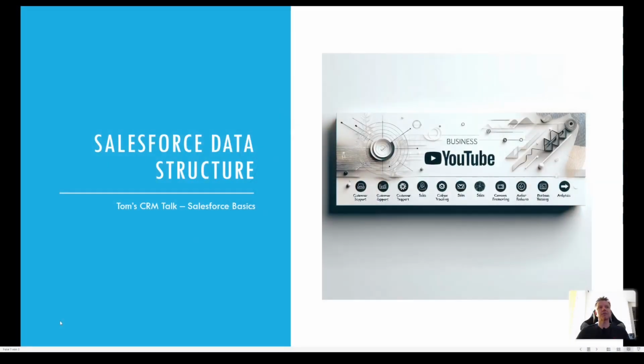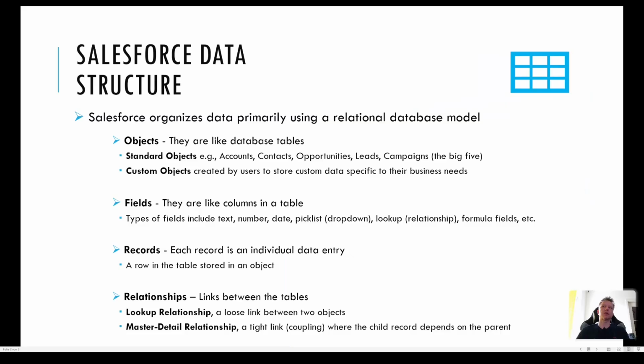So let's start with my lovely PowerPoint here, and let's talk about some basics. Salesforce organizes the data primarily by a relational database model. So what does this mean? You have the objects. They are like database tables. So you have standard objects like accounts, contacts, opportunities, leads, campaigns, which I like to call the big five.